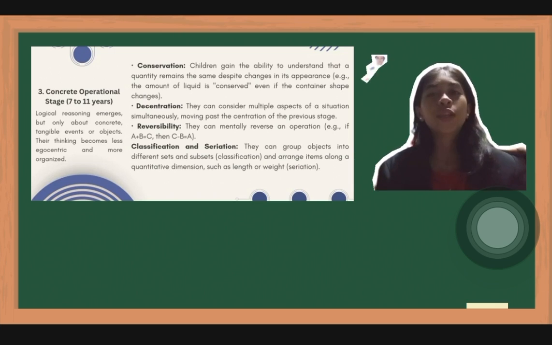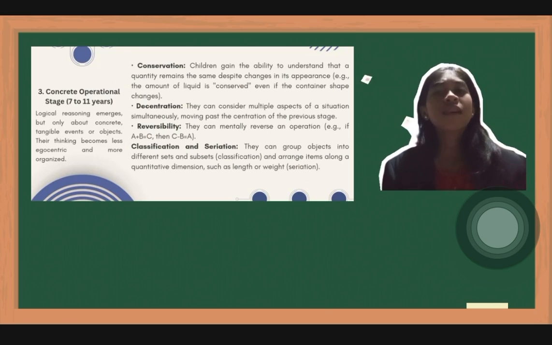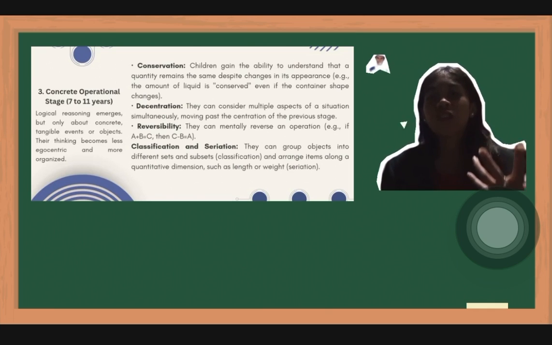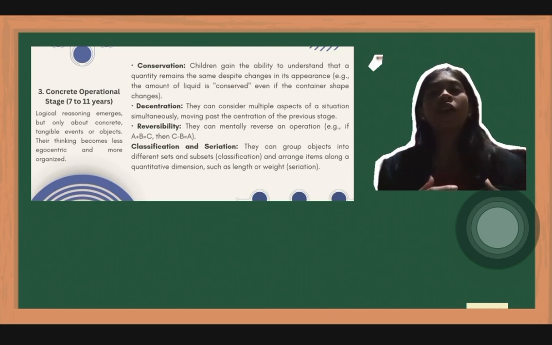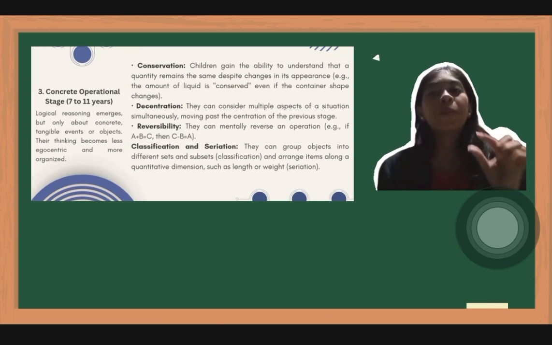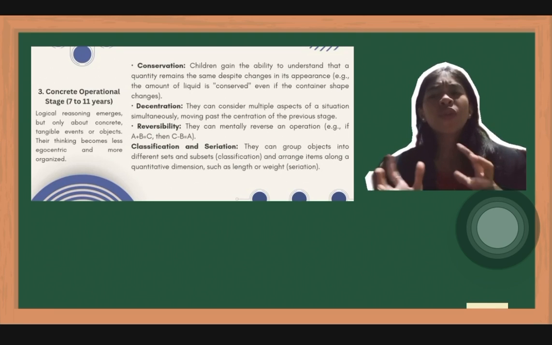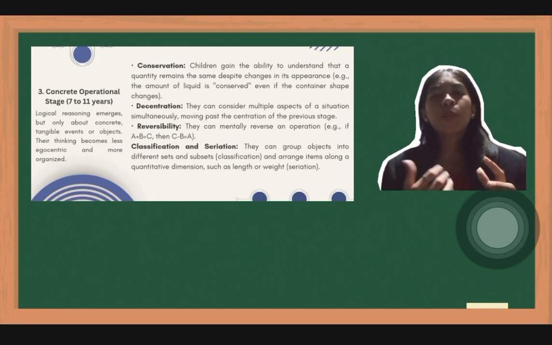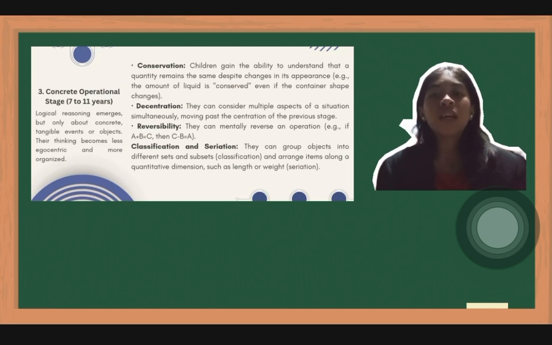Alright, so now the third one will be the concrete operational stage, which is 7 to 11 years. At this stage, children begin to think logically about concrete events and objects. They understand concepts like conservation, where they realize that quantity remains the same despite changes in shape or appearance. Their language becomes more precise and structured, allowing them to explain ideas clearly and follow logical conversations.